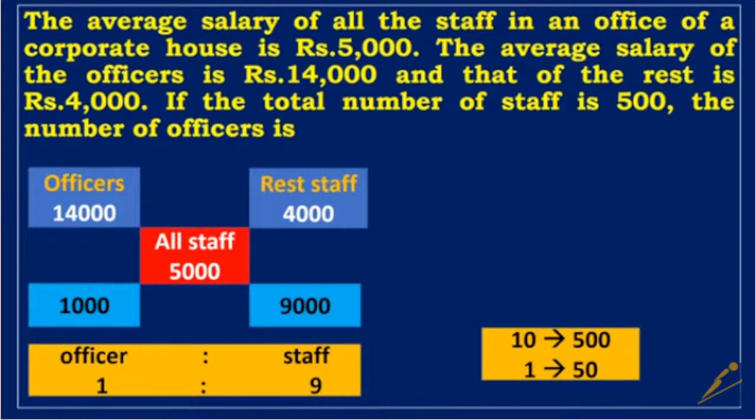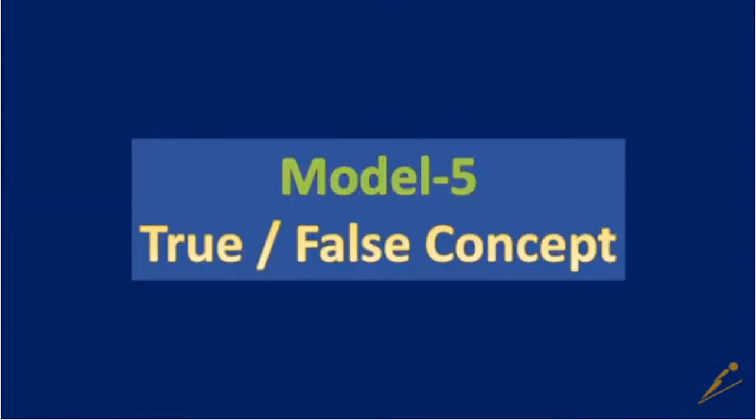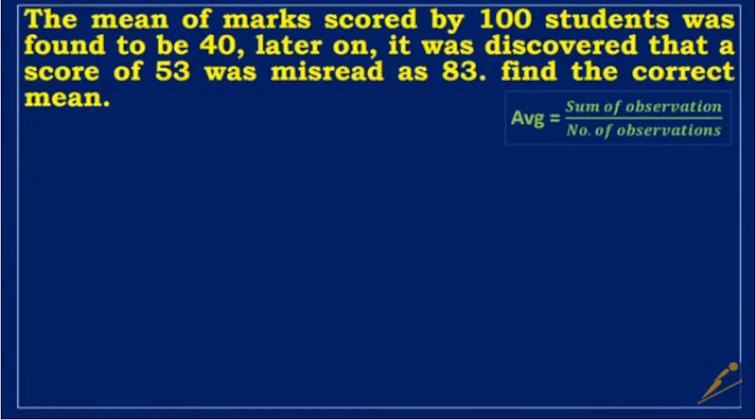The fifth model of average calculation is a true or false concept. Let's look at an example in the average concept of true or false. The mean of marks scored by 100 students was found to be 40. Later on, it was discovered that a score of 53 was misread as 83. Find the correct mean. To find the correct mean, we need to adjust for the mistake in the score of 53 that was misread as 83.